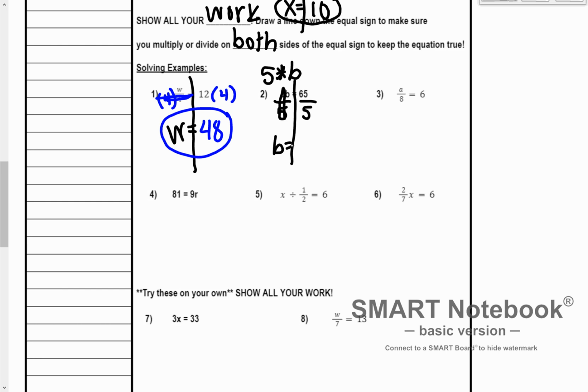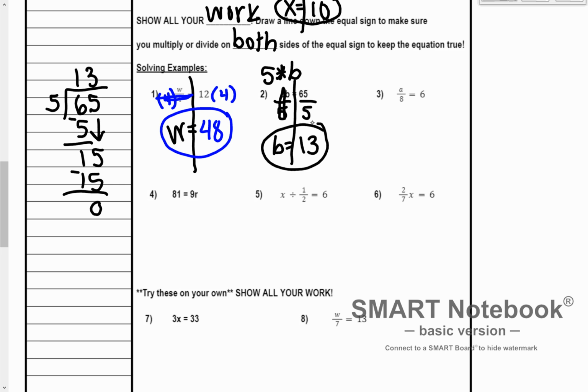And 65 divided by 5, that is not common sense to me. So I'm going to pull it over to the side. It's also not on a multiplication chart because the answer is bigger than 12. 5 can fit into 6 once. 1 times 5 is 5. Subtract, bring down. 5 can fit into 15 3 times. 3 times 5 is 15. Subtract, no remainder. B equals 13.